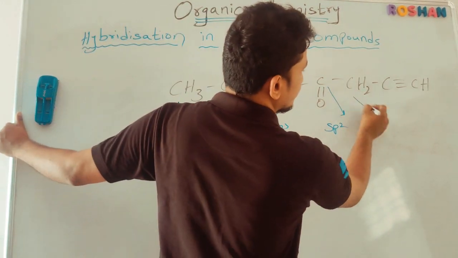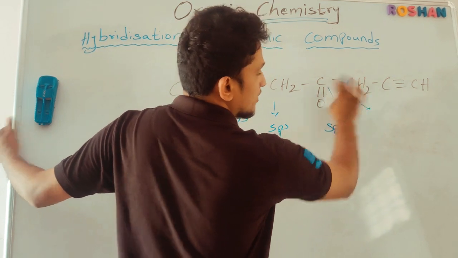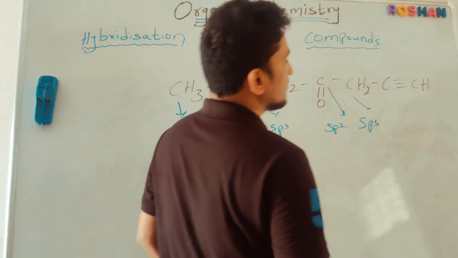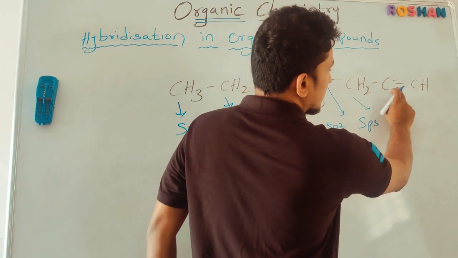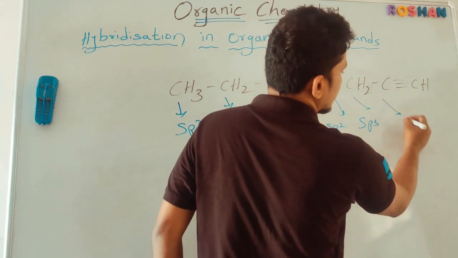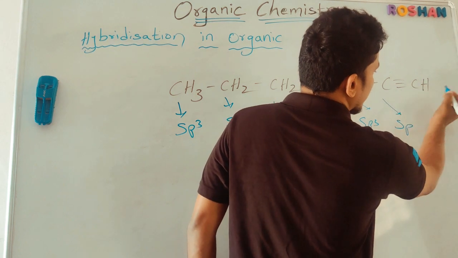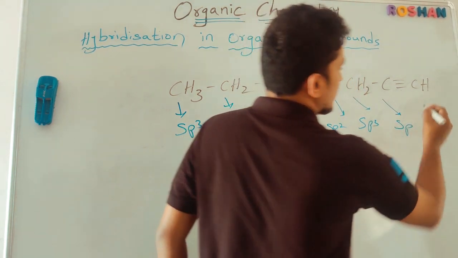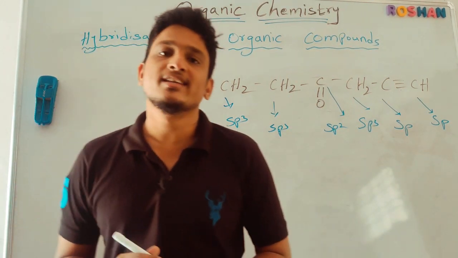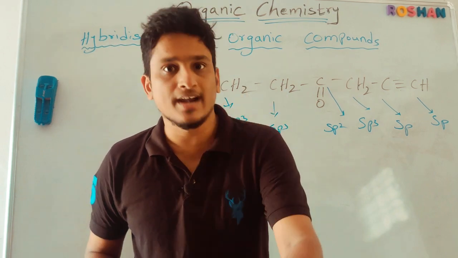sp2. Next, this carbon. 1 sigma, second sigma, 2 hydrogens means 2 sigma. Total 4 sigma. sp3. Look at this carbon. 1 sigma, second sigma, remaining 2 are pi bonds. Only 2 sigma bonds are there. So what is the hybridization? sp. Look at the last carbon. 1 sigma here, 1 hydrogen. Total 2 sigma. So what is the hybridization? sp. That's it. With this shortcut, we can easily find the hybridization in organic compounds. I hope you got the clarity, students. Thank you.